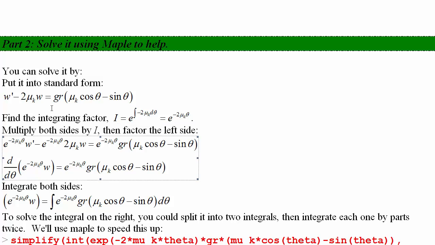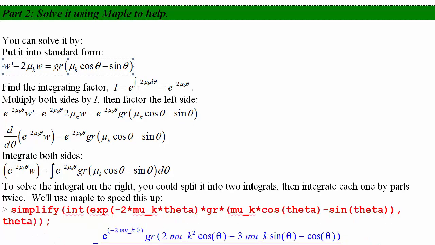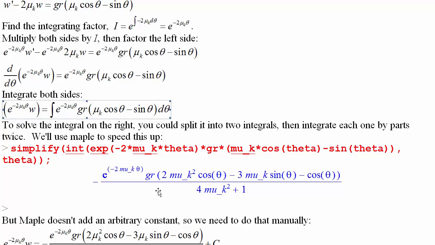Multiply both sides of the differential equation in standard form by the integrating factor, and then we can factor the left-hand side into the derivative with respect to theta of I times w, our dependent variable here. Now we can integrate both sides, saying that the integral of the derivative with respect to theta just cancels, and on the right-hand side we got the integral of this with respect to theta. We'll speed that up using Maple.